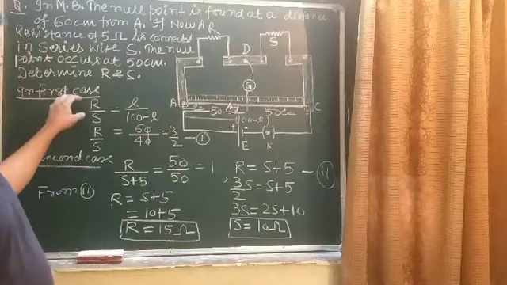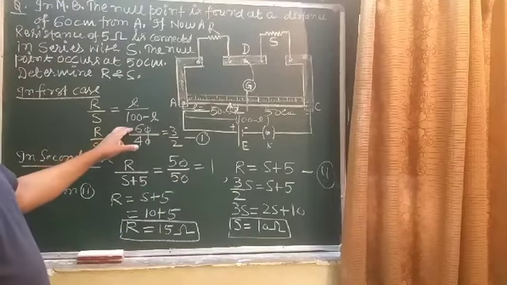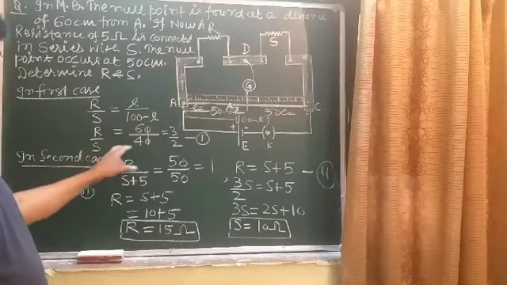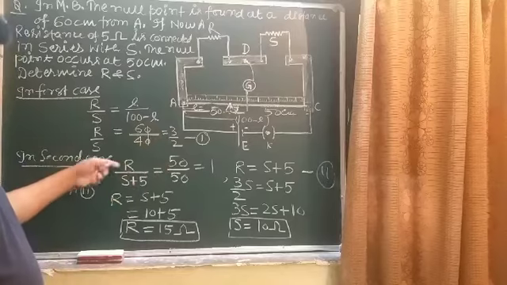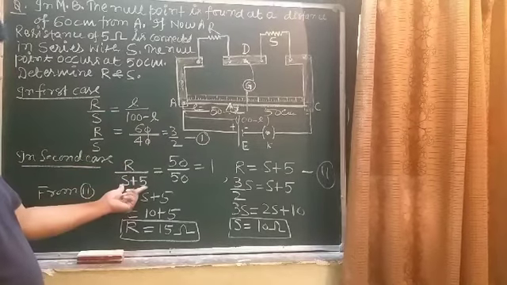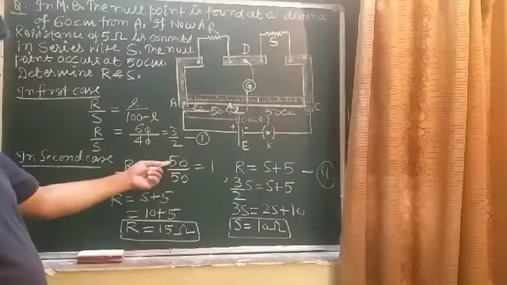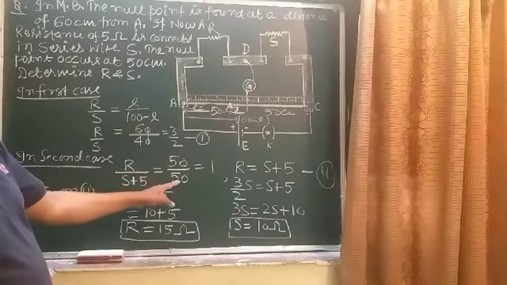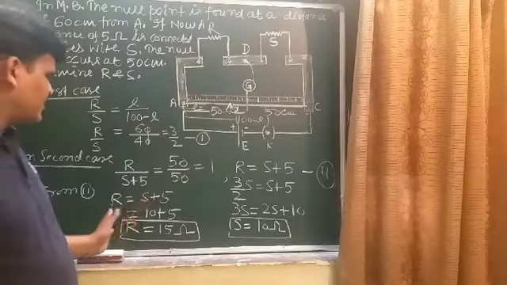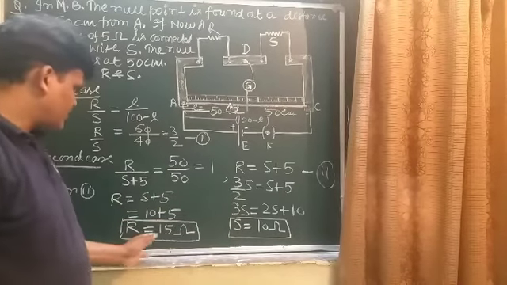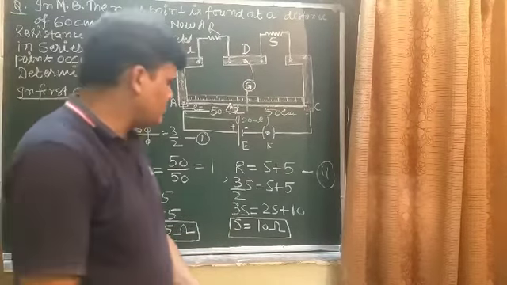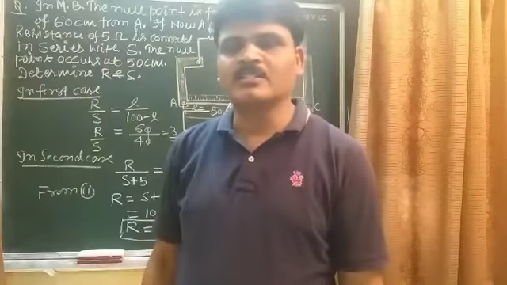So in the first case, the null point is 60, 100 minus L is 40, and R by S is 3 by 2. In the second case, R is the same, but the resistance increases by 5 ohm because of the series combination, and the null point is 50, so 100 minus L is 50, giving 50 by 50. Solving this, R equals 15 ohm and S equals 10 ohm, and this is the required answer.